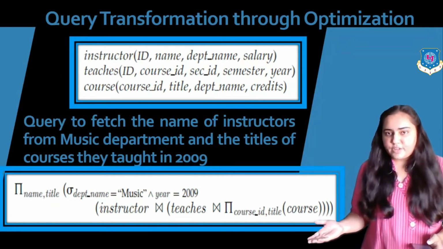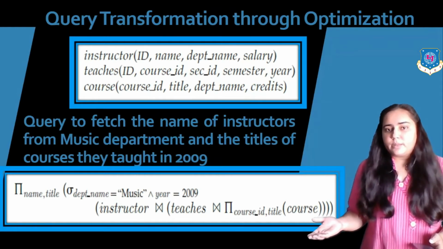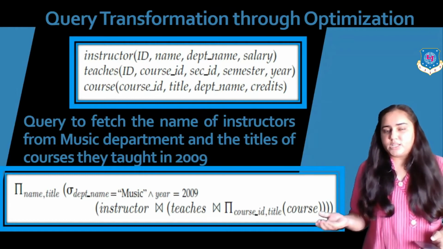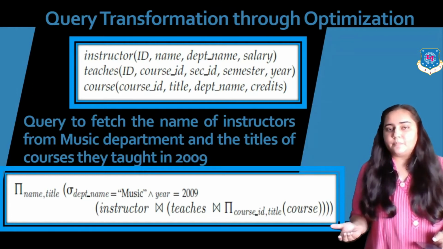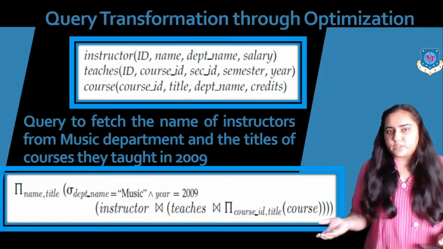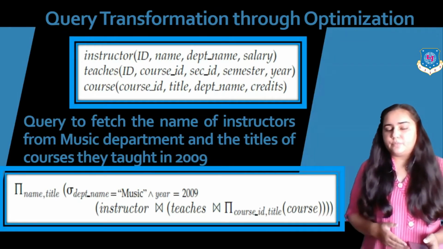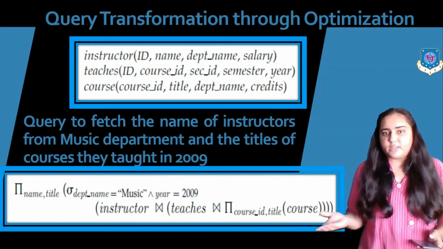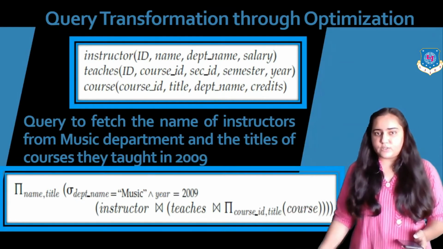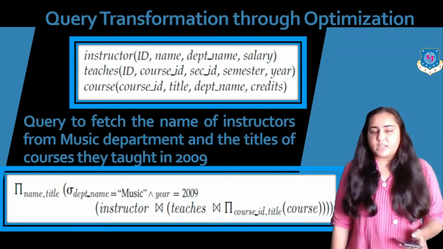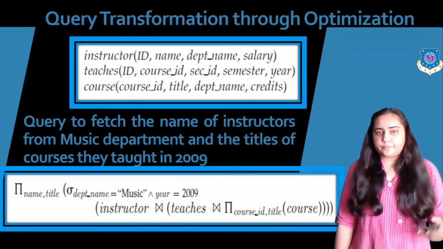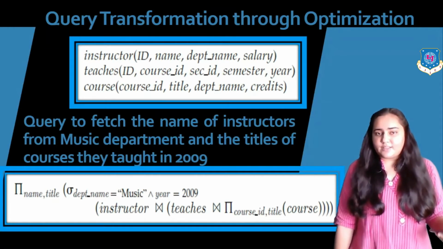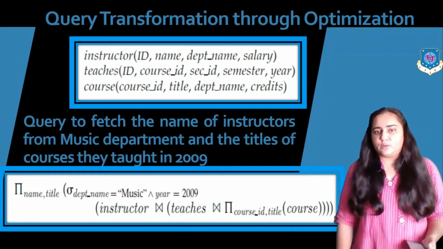And then I'm also fetching the course ID column because I want to perform a natural join with teachers. And the only column that is common between course and teachers is course ID. So I have to take course ID to perform the natural join. Once I get this, I'm performing a natural join with teachers, as you can see. Once I've done the natural join with teachers, I'm also doing a natural join with instructor. And that's when this big bracket is closing.